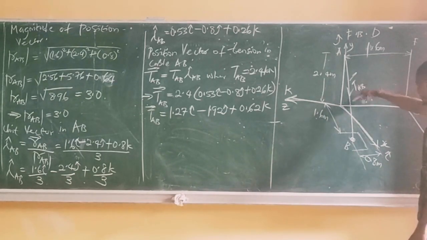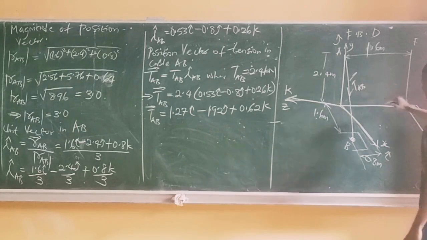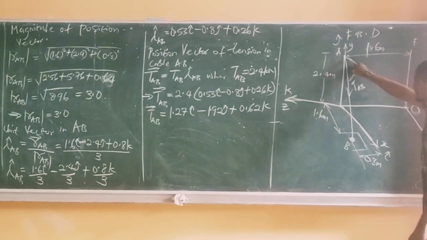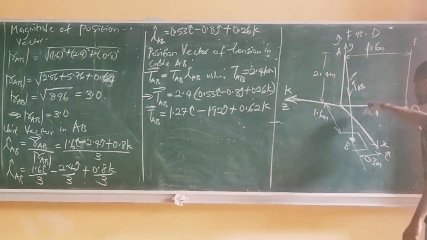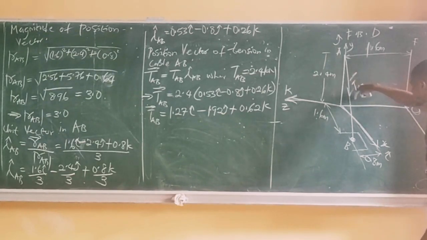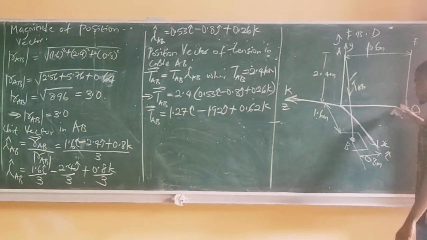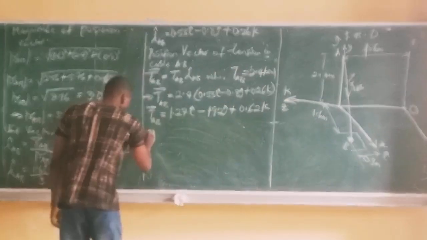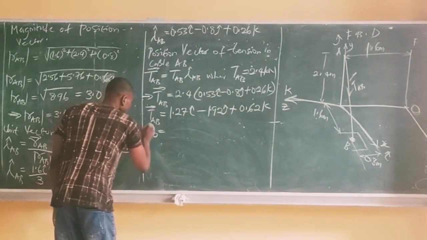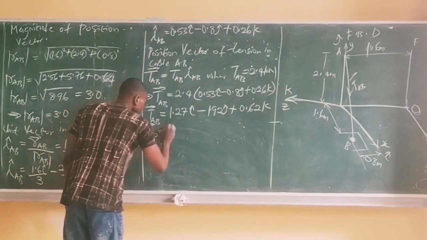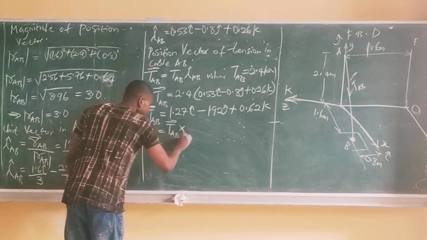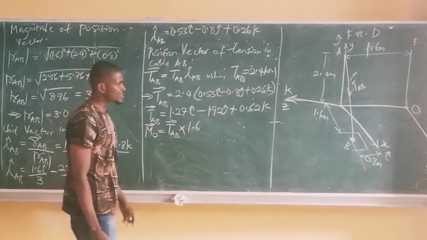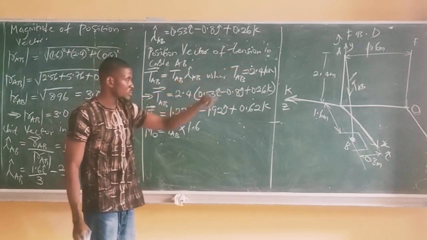Moment is the force in this cable times the distance it takes to get to the origin. The distance from this origin to this point is the same as from here to this point, which is 1.6. So the moment about O is simply the position vector of the tension in AB times the distance it takes to get to point O, and that distance is 1.6 meters.